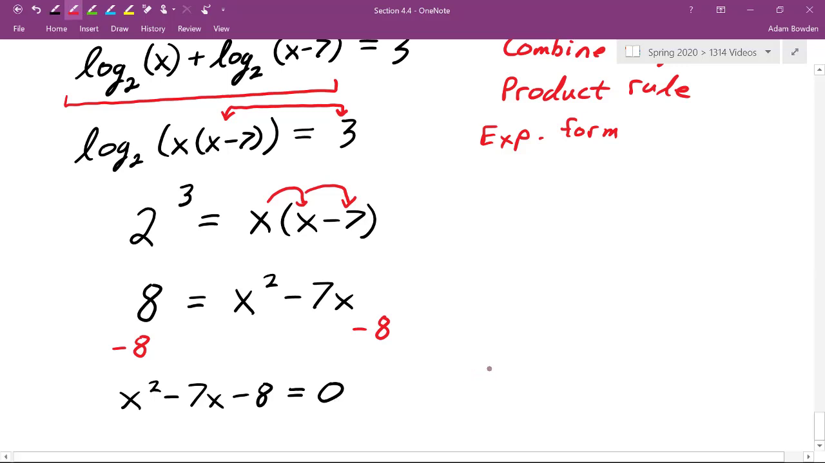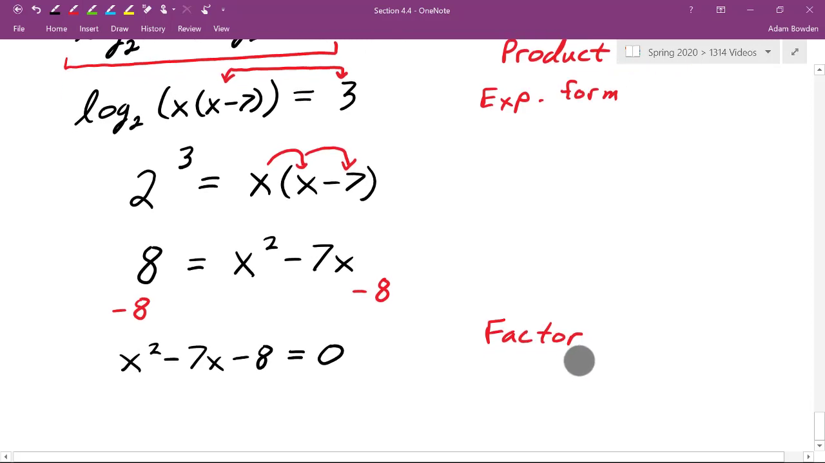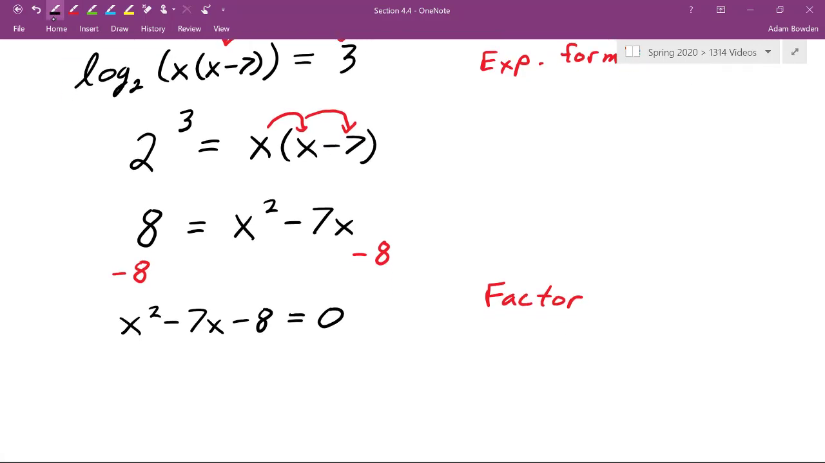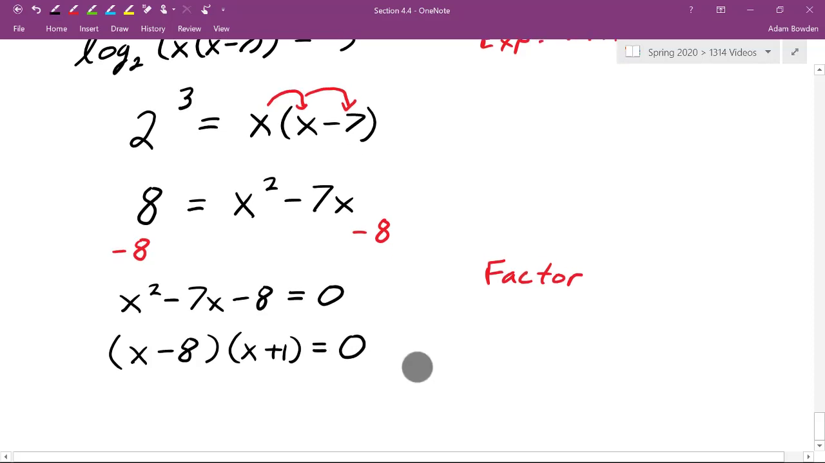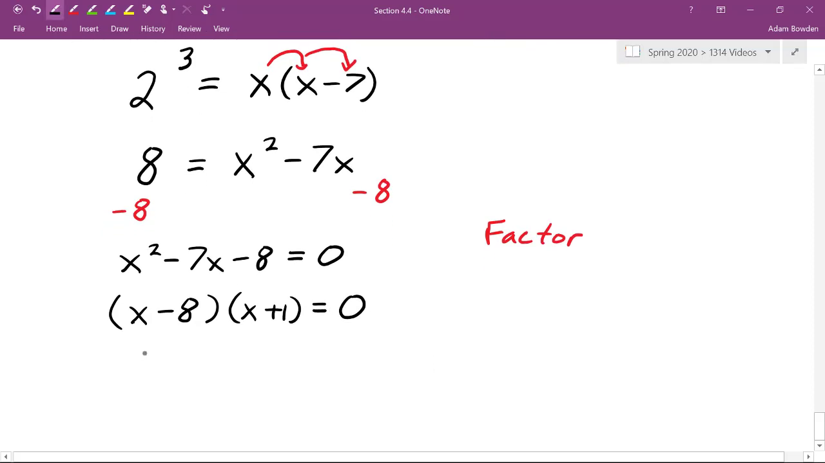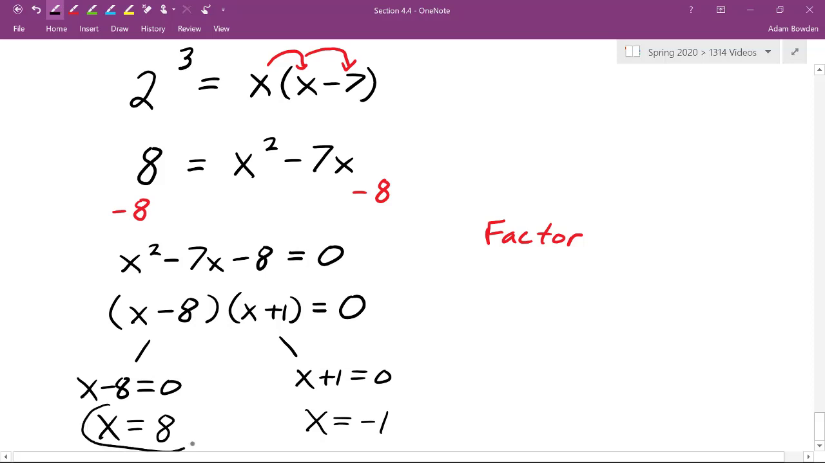So considering that this is a quadratic equation, we may try to factor it to see if that works. So indeed it does. It factors into (x minus 8)(x plus 1) is equal to 0. So if we set each of these factors equal to 0 and solve for x, we'd have x equal to 8 and x equal to negative 1.